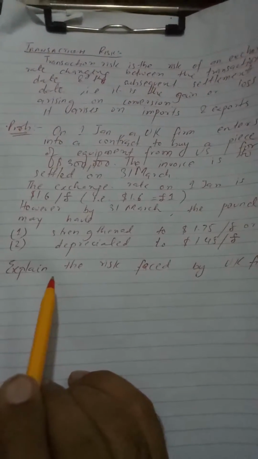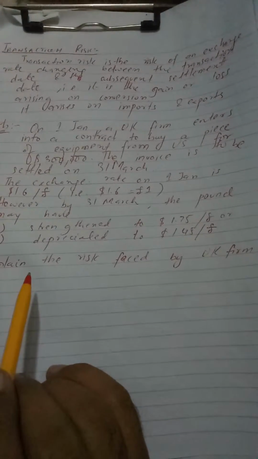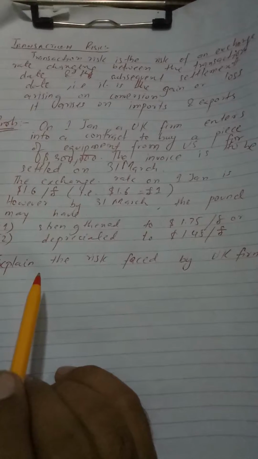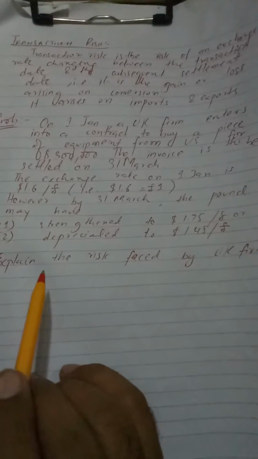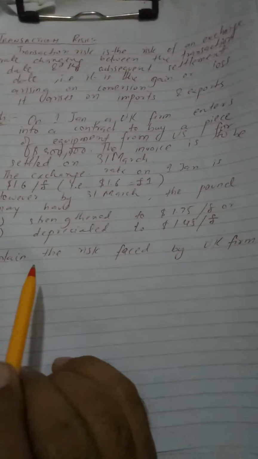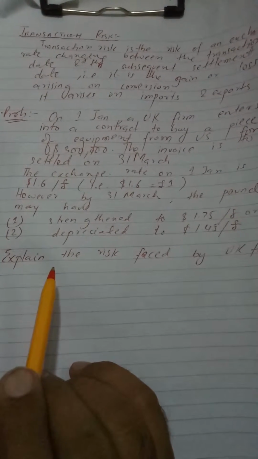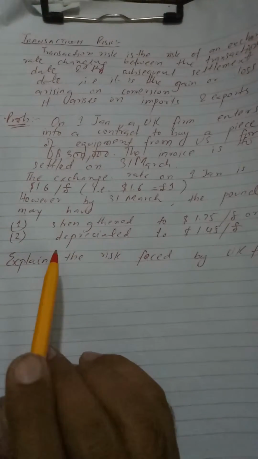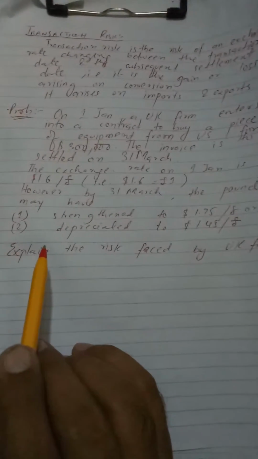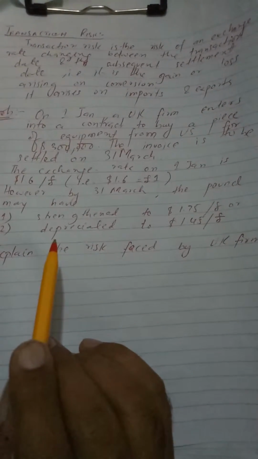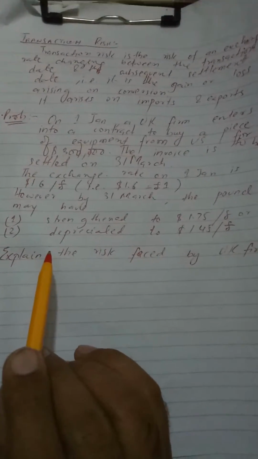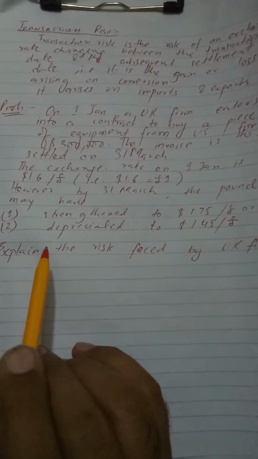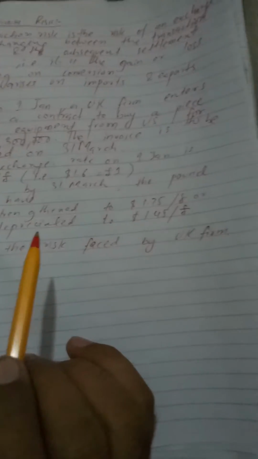The problem is like this: on 1 Jan, a UK firm enters into a contract to buy a piece of equipment from the US for $300,000. The invoice is to be settled on 31st of March. The exchange rate on 1st Jan is $1.6 to £1. However, by 31st March, the pound may have strengthened to $1.75 to £1 or depreciated to $1.45 to £1. So explain the risk faced by the UK firm.